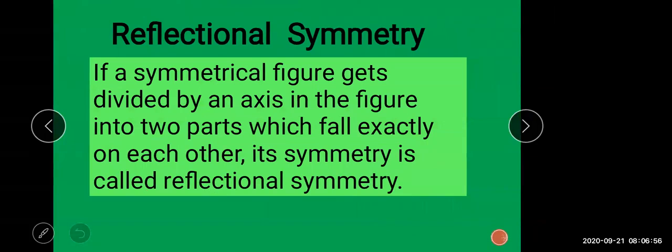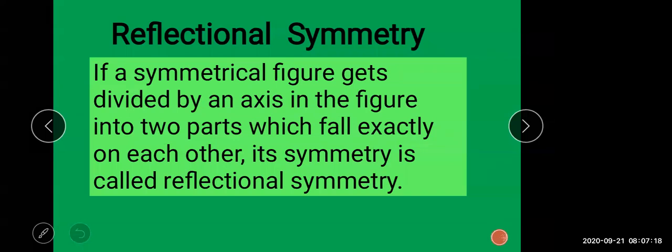What is reflectional symmetry? We already saw one example, the mirror. It is a reflectional symmetry. When we stand on the bridge over water or a river, our body is reflected in the water. So what is the definition of reflectional symmetry?